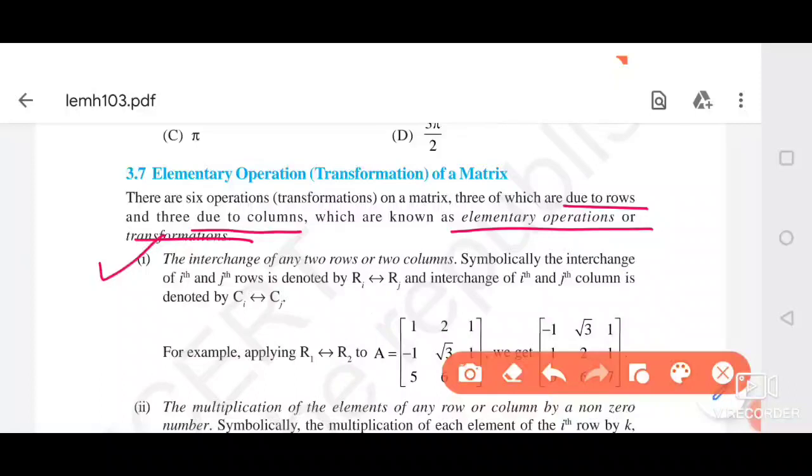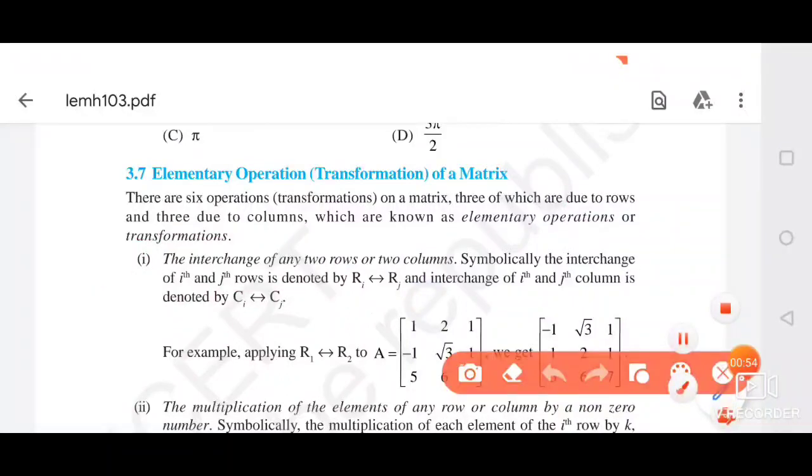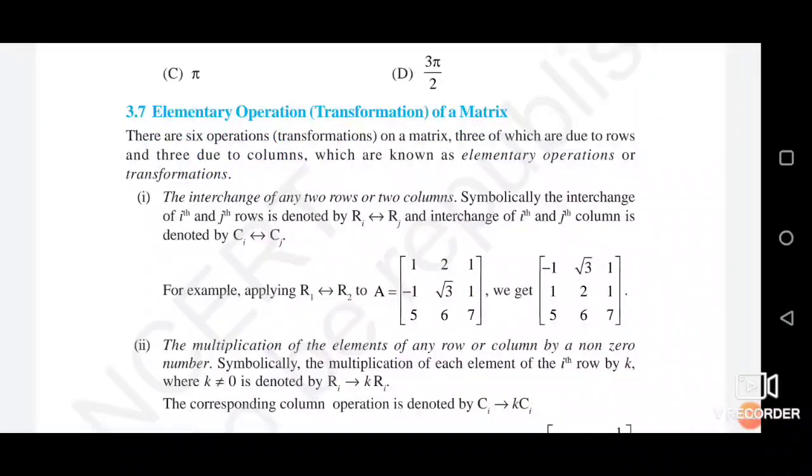The first one is the interchange of any 2 rows or 2 columns. Symbolically, the interchange of ith row and jth row is denoted by Ri, Rj, and the interchange of ith and jth column is denoted by Ci, Cj. That means whenever we are doing the transformation taking the rows, we represent it by capital R, and whenever we are doing the calculation taking the columns, we write C.